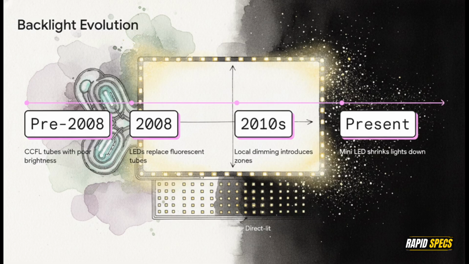But to truly fix the whole gray-black problem, they invented local dimming. They divided the LED backlight into specific zones that could turn off independently. Eventually, they shrunk these lights down to create mini-LED, giving a single TV thousands of microscopic dimming zones for massive brightness and way better contrast.